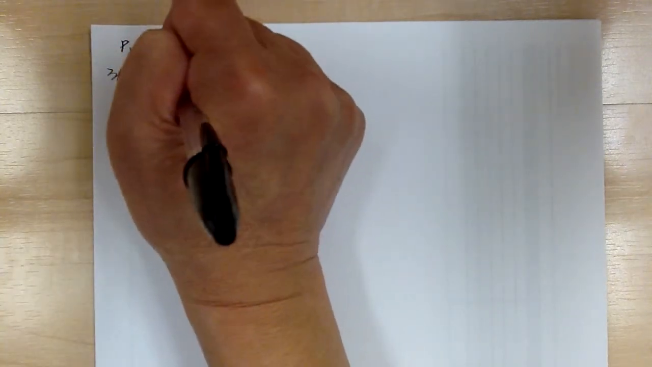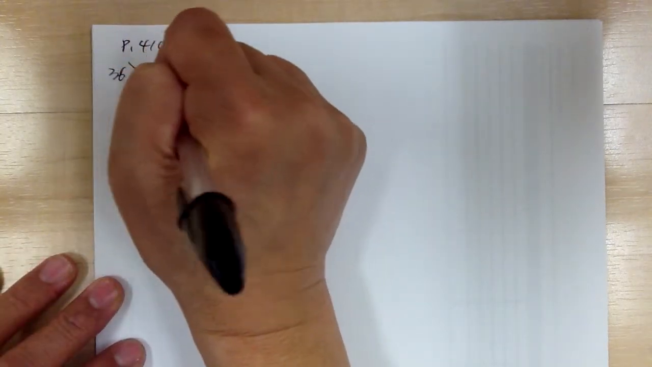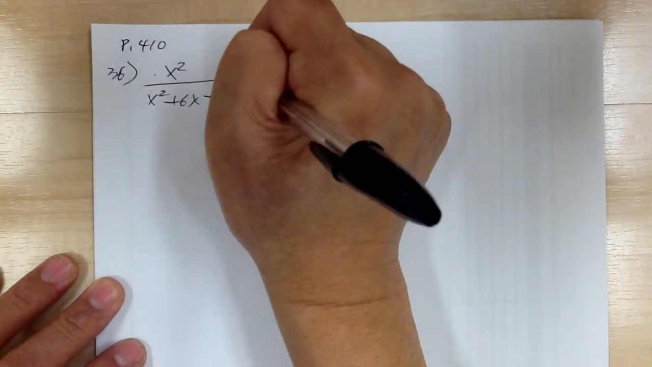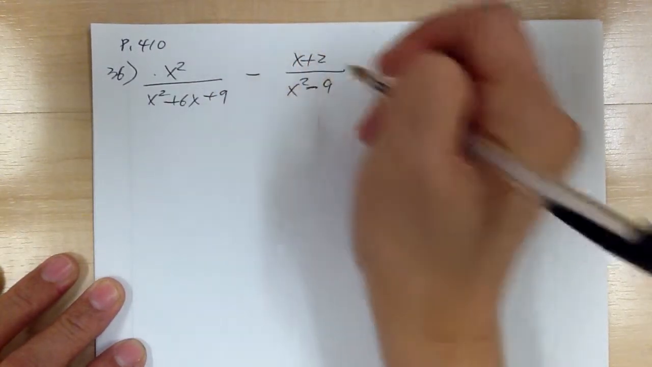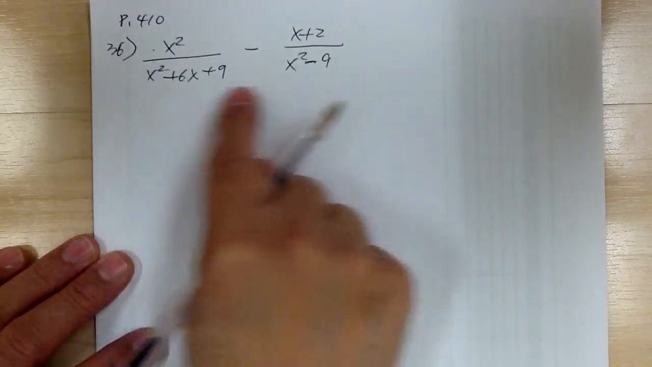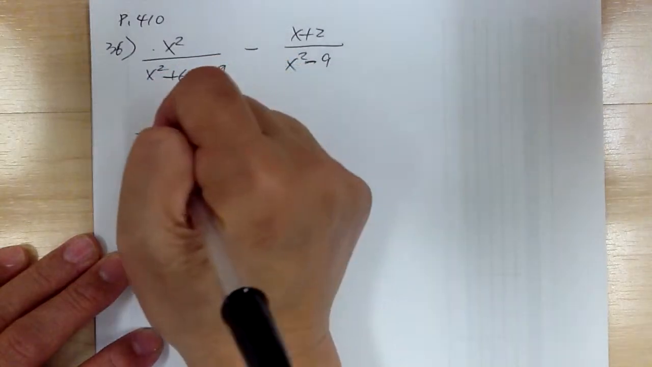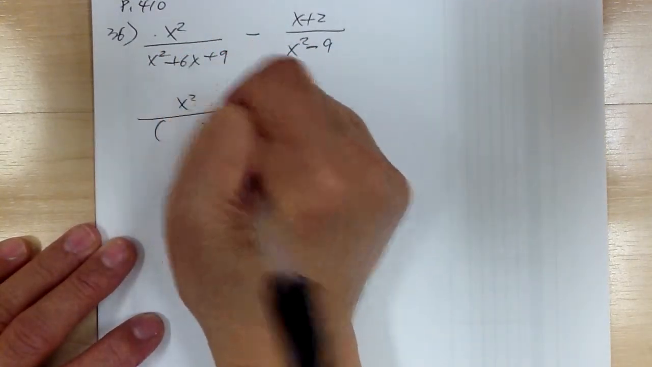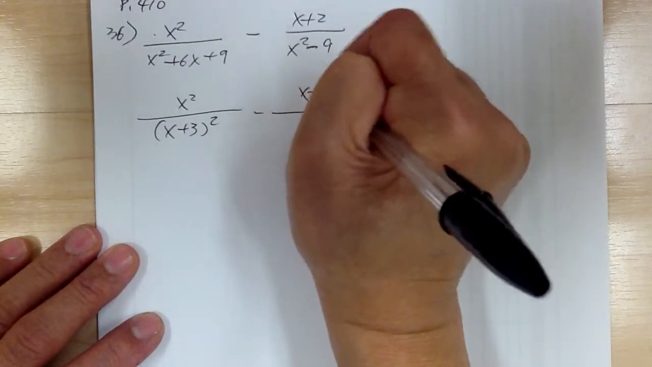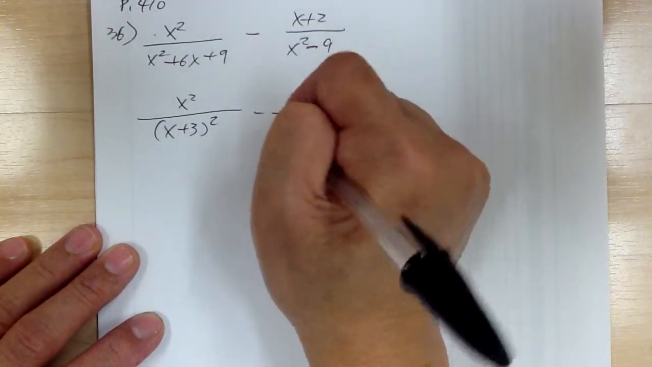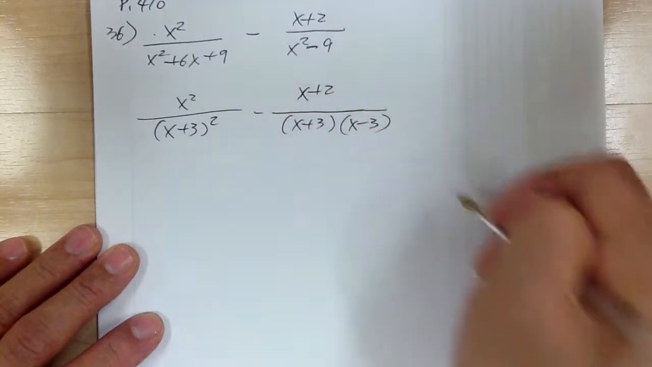Okay, so you have x squared over x squared plus 6x plus 9 minus x plus 2 over x squared minus 9. So again, when you see the terms, you got to think about factoring. Okay, so this one, that's your step 2b, that's your perfect square, right? So it'd be x plus 3 squared. Now this one is difference of squares, so that's your step 2a, so it'd be x plus 3, x minus 3.